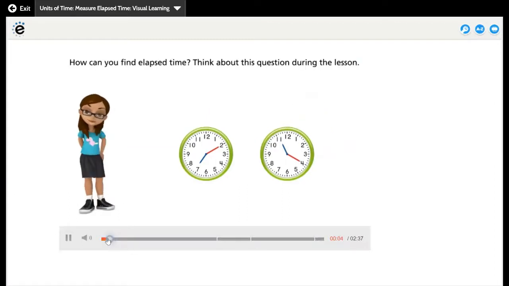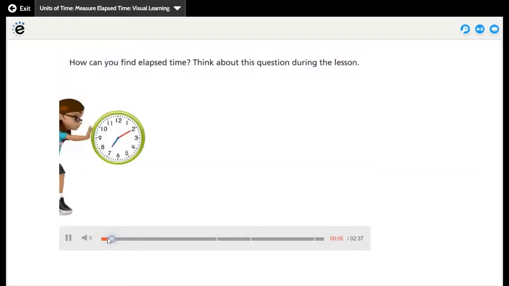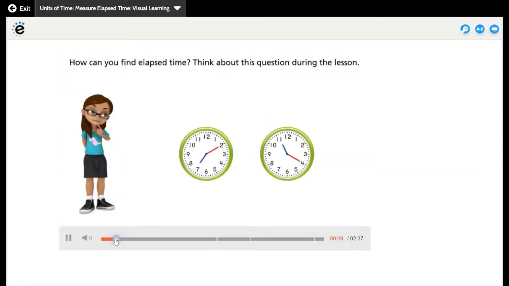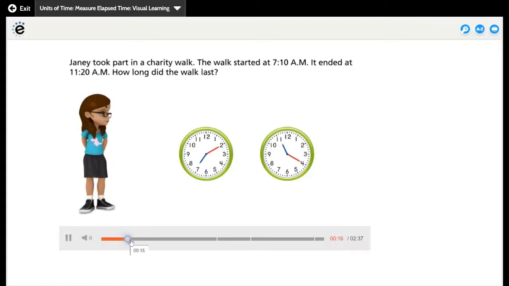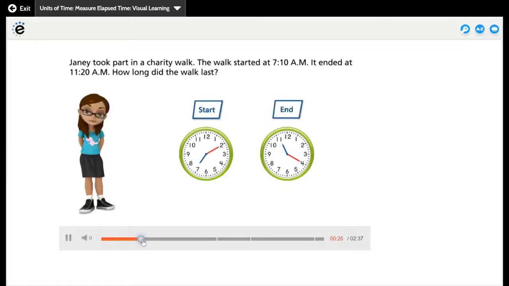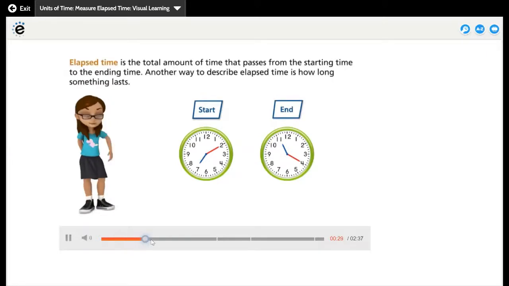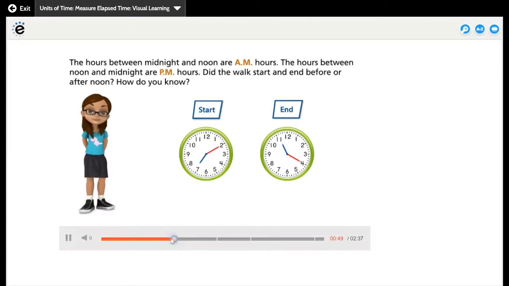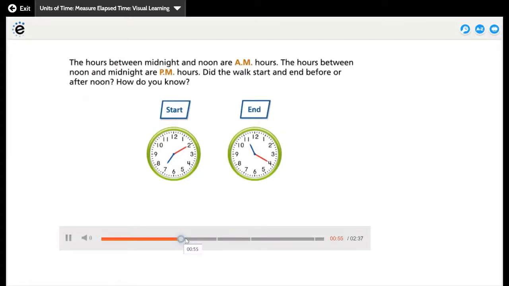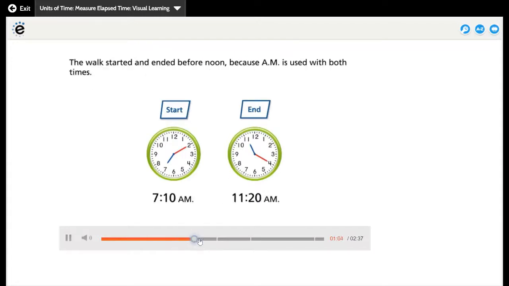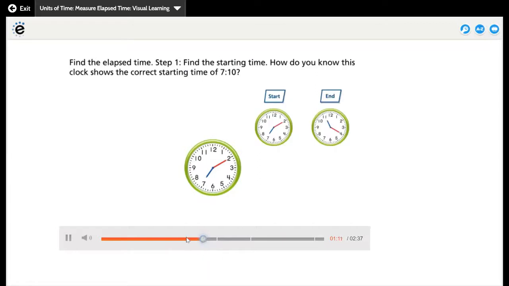Think about this question. Janie took part in a charity walk that started at 7:10 a.m. Elapsed time is the total amount of time. Another way to describe elapsed time. The hours between noon and midnight are PM hours, or afternoon. How do you know? Because AM is used. Find the elapsed time.